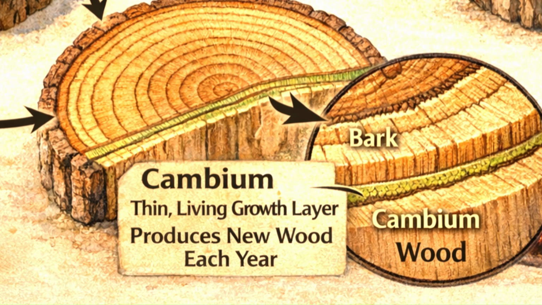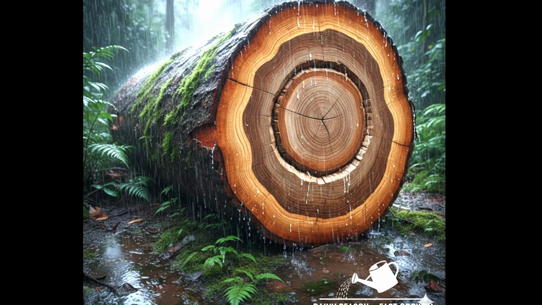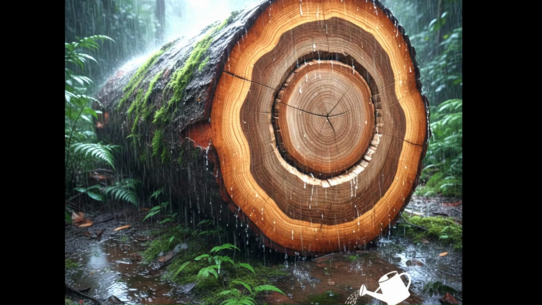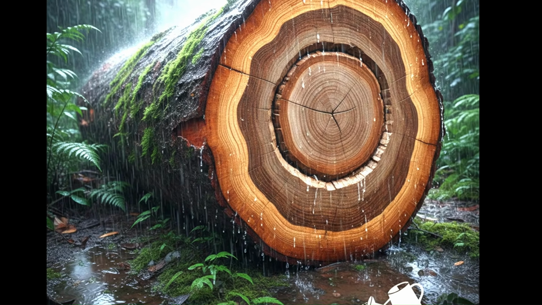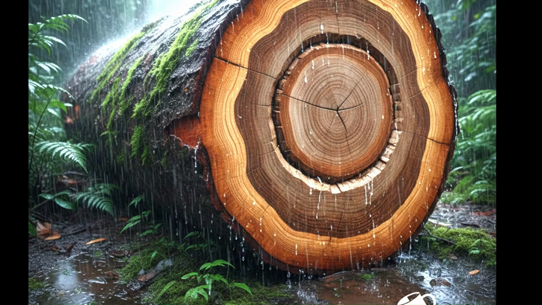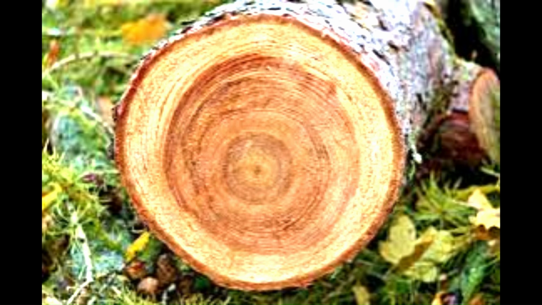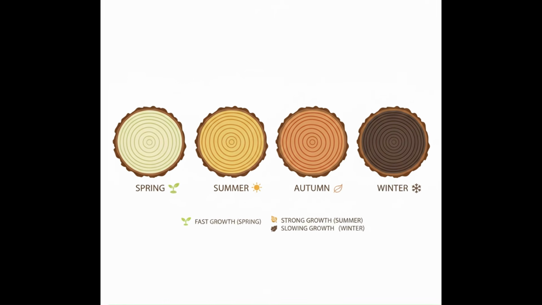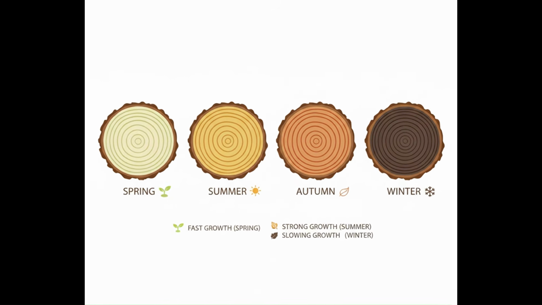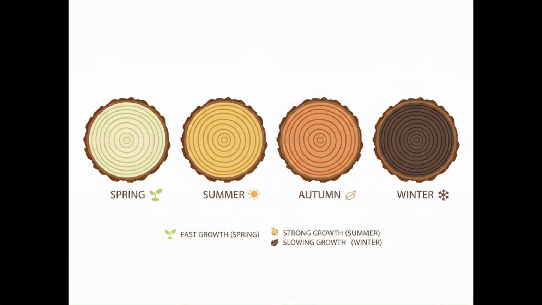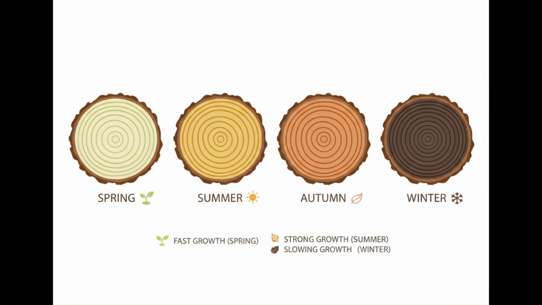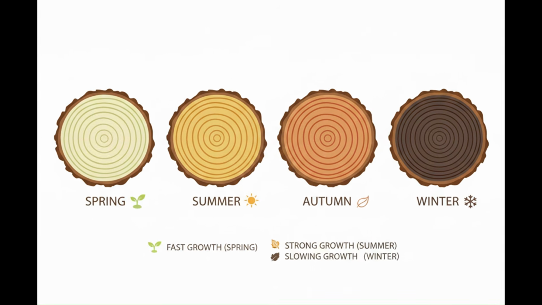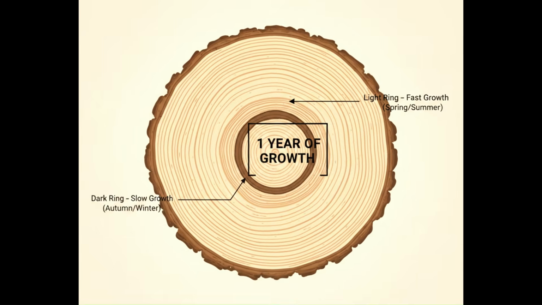In the rainy or spring season, the tree gets plenty of water and sunlight, so it grows fast. The wood made during this time is light in color, but in winter or dry season, the tree grows slowly. The wood becomes darker and harder. One light ring and one dark ring together make one year of growth.